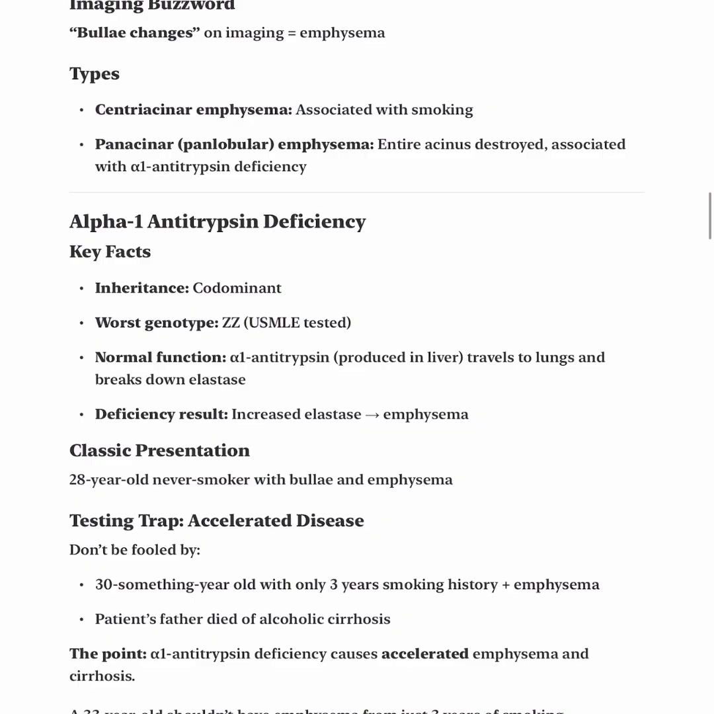The trap that they might set for you is to give you a 30-something with only 3 years of smoking history plus emphysema. The patient's father died of alcoholic cirrhosis. The point of this type of question is that you have to know that alpha-1 antitrypsin deficiency causes accelerated emphysema and cirrhosis. So a 33-year-old shouldn't have emphysema from just 3 years of smoking. For that type of presentation, you'd expect a 60-year-old with a 40-pack-year history of smoking and then subsequent emphysema.